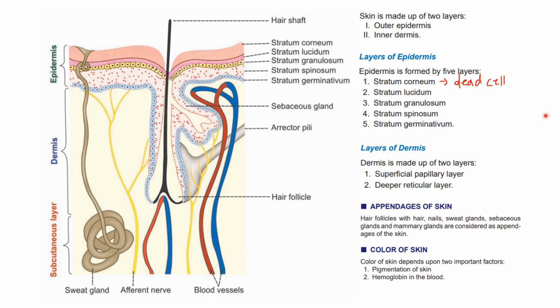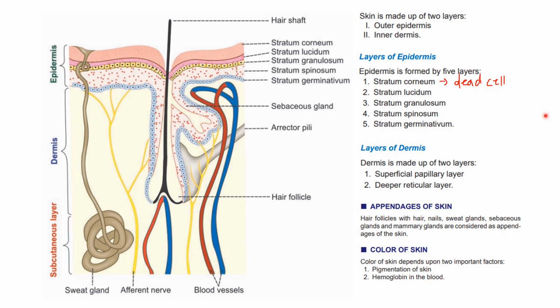Okay, then we have appendages of skin and color of skin. Appendages of skin include hair follicles with hair, nails, sweat glands, sebaceous glands, and mammary glands. They are considered as the appendages of skin. The color of skin depends on two factors. First, the pigmentation of the skin. So we talk about the melanocytes and melanin, right?